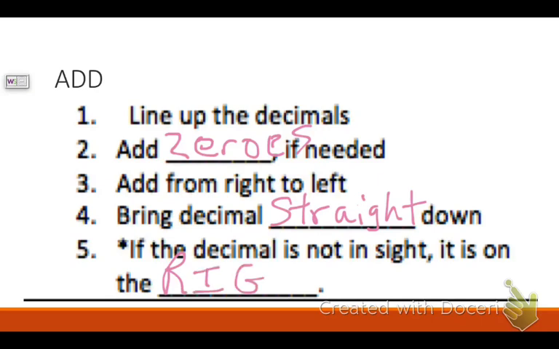Again, as I am talking, I may go faster than what you can keep up. If you need to pause the video, pause it. But you need to get these notes taken today and get started with your exit ticket and your assignment. Here we go, next part.